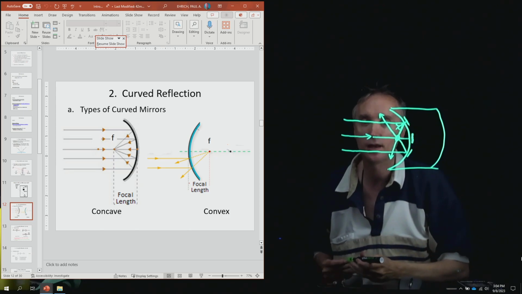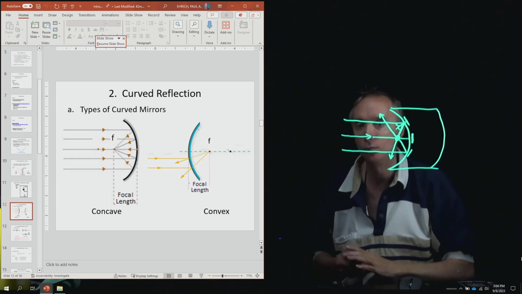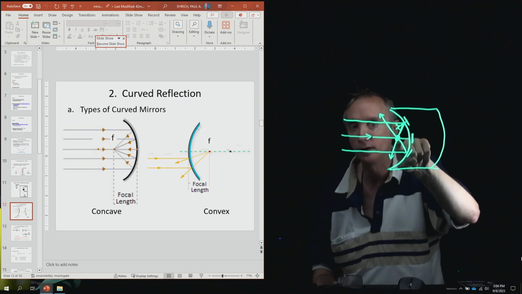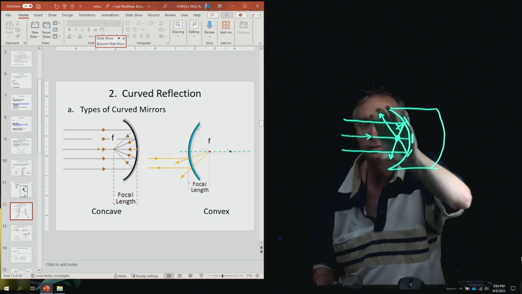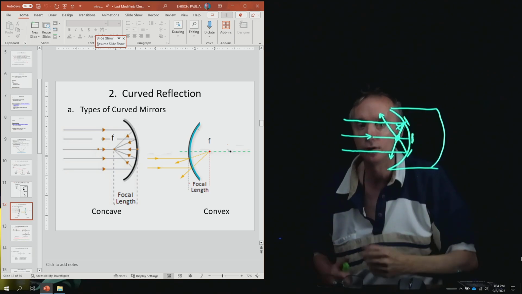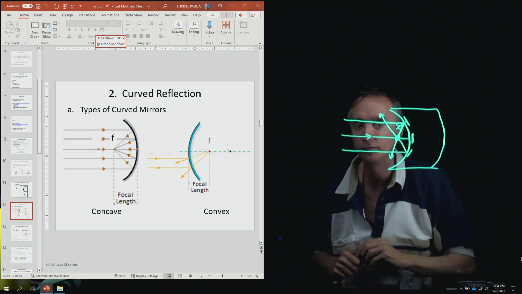Another thing would be a solar oven. Let's say you want to cook a hot dog. You put the hot dog right there, and then you put this thing outside so that it gets sunlight, and then all of the sun's rays are focused to where the hot dog is, and then you can cook it. So that's an example of a concave mirror.